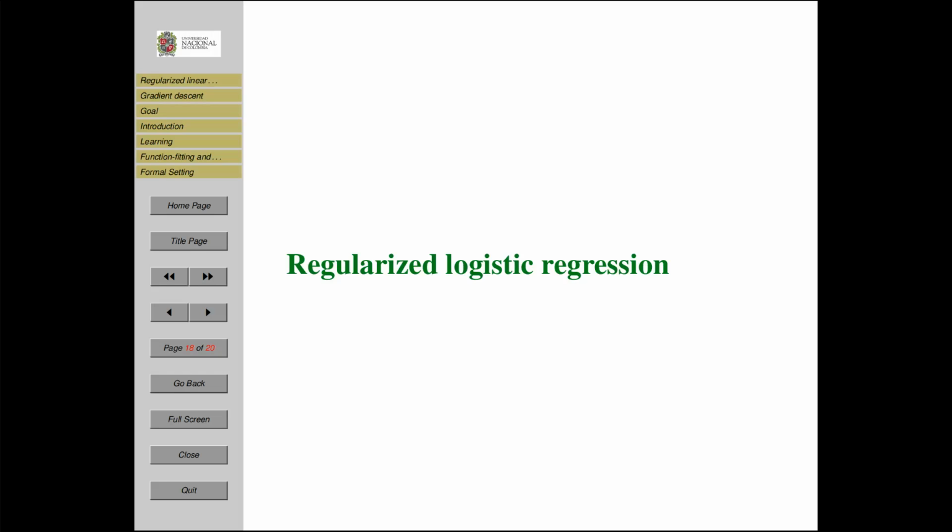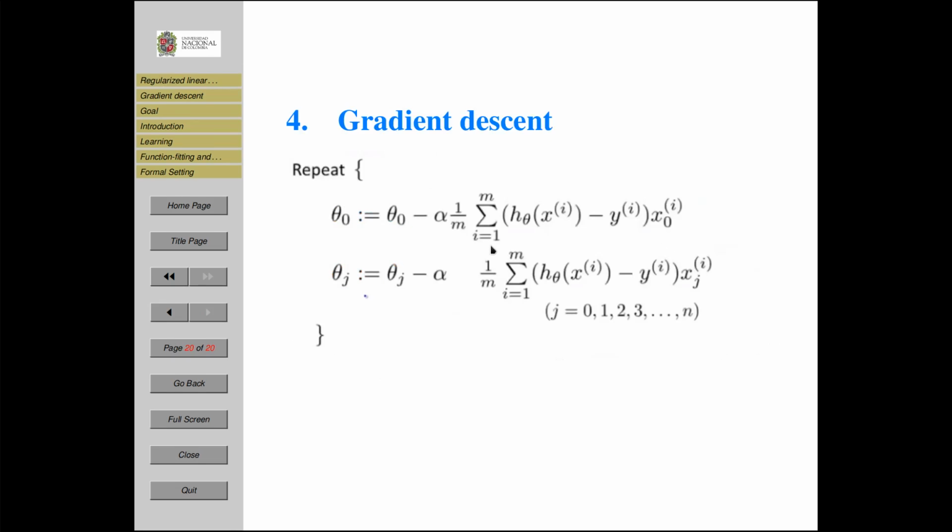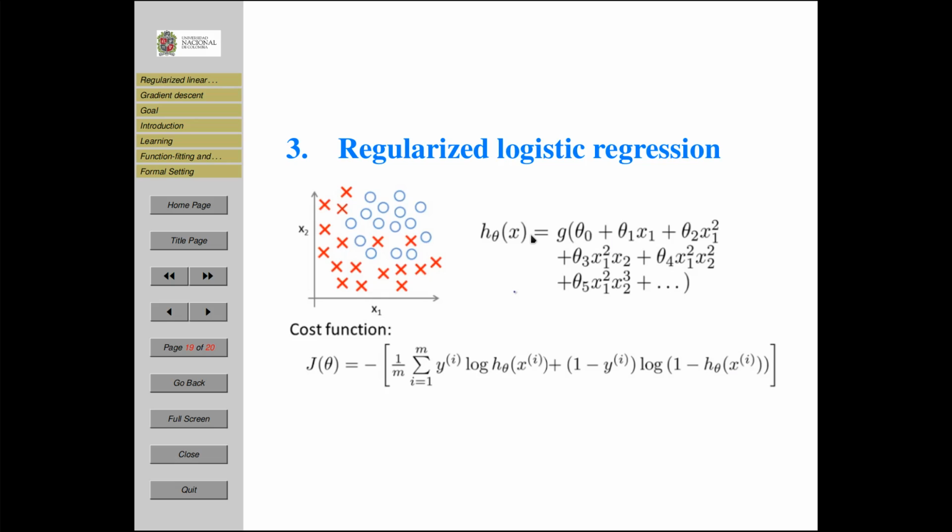Now we are going to talk about how to implement regularization for logistic regression. Like for linear regression, logistic regression can also present overfitting if we fit it, for example, with very high order polynomial features like this. If we use this polynomial, the perfect decision boundary will be something like this.